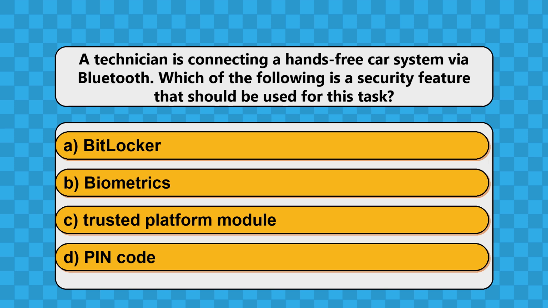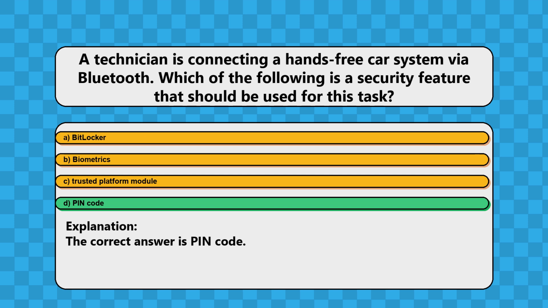Question 56. A technician is connecting a hands-free car system via Bluetooth. Which of the following is a security feature that should be used for this task? Option A, BitLocker. Option B, biometrics. Option C, trusted platform module. Option D, PIN code. The correct answer is option D, PIN code.